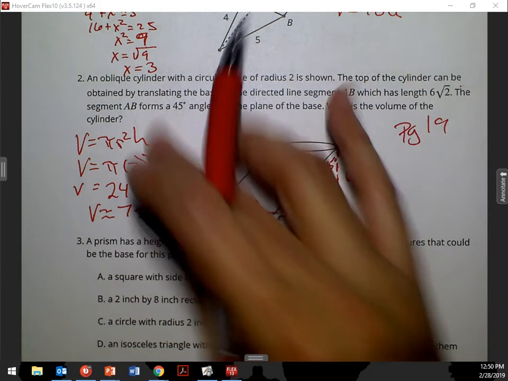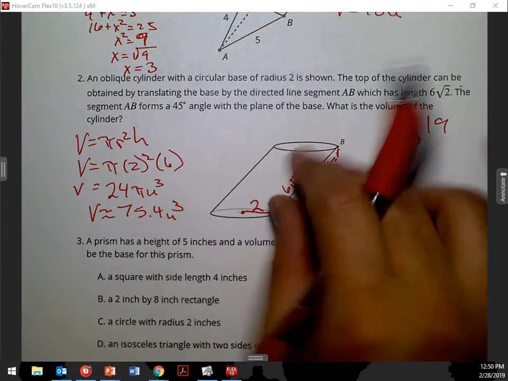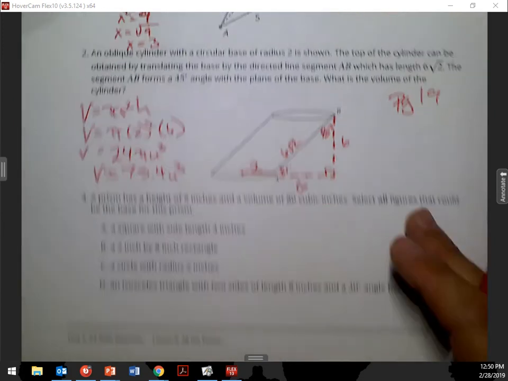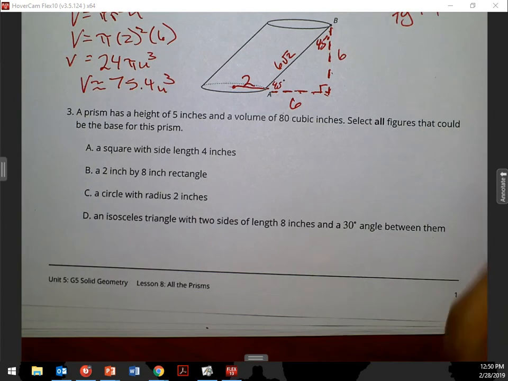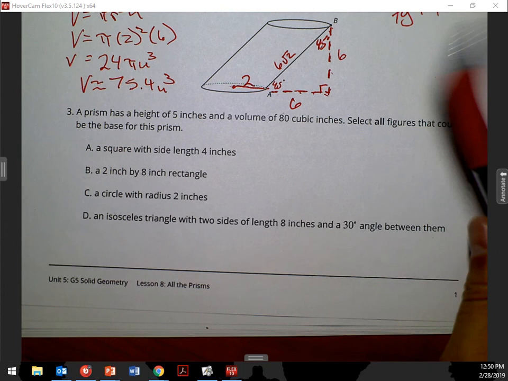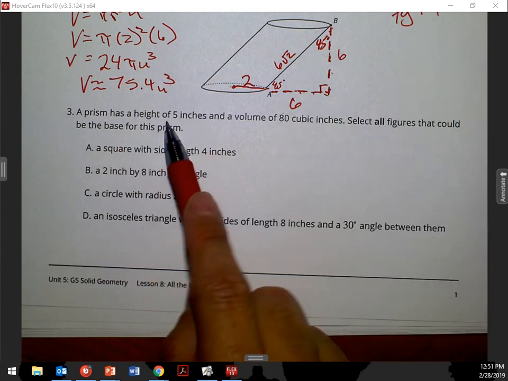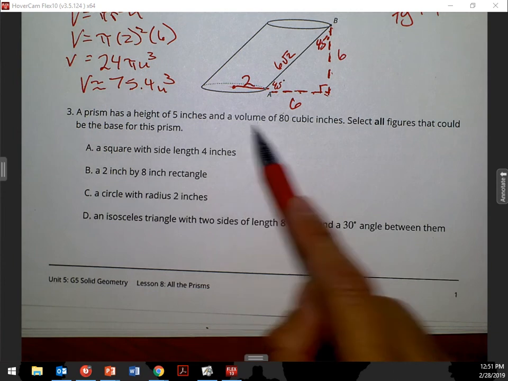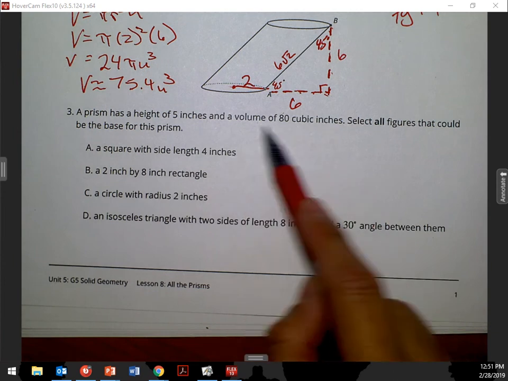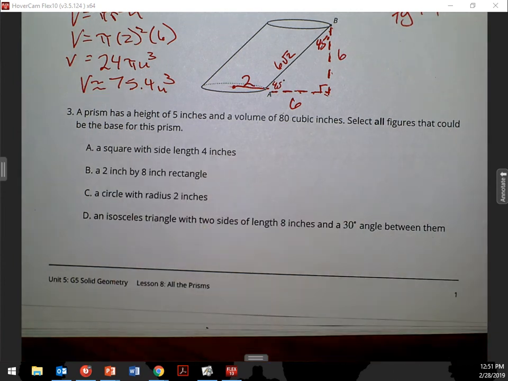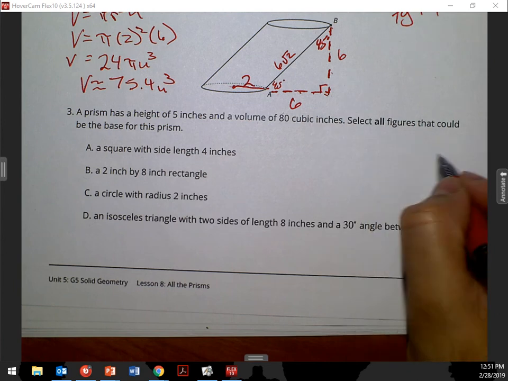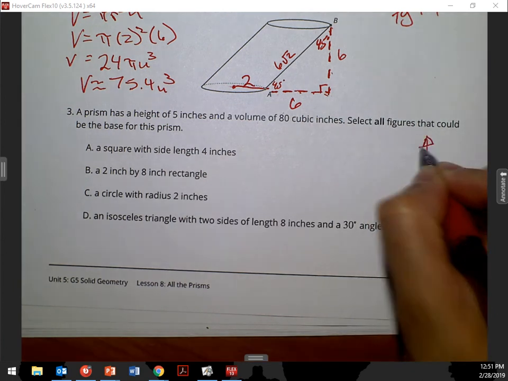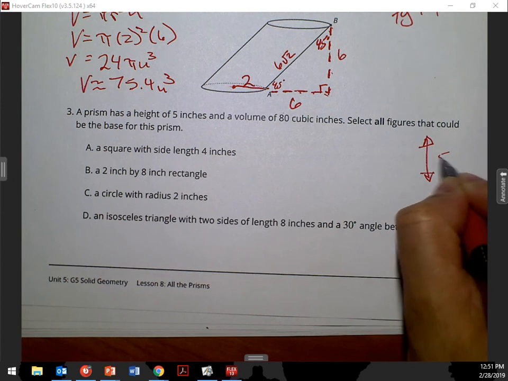So, this one, if you remember, this is important. That's why I keep going over the notes and saying, hey, page number this or page number that. A prism has a height of 5 inches, volume of this. Select all figures that could be the base of this. It has a height of 5, so the shape up and down is going to be 5.